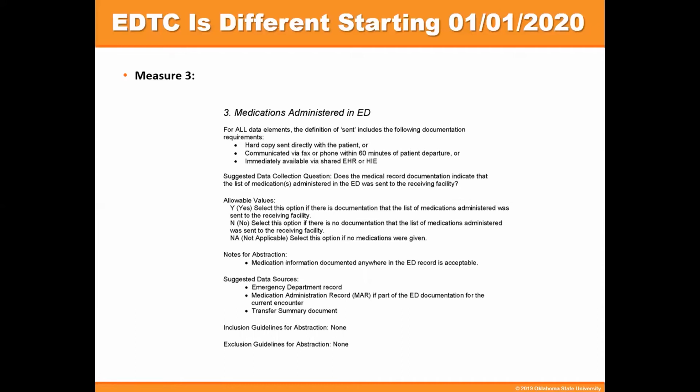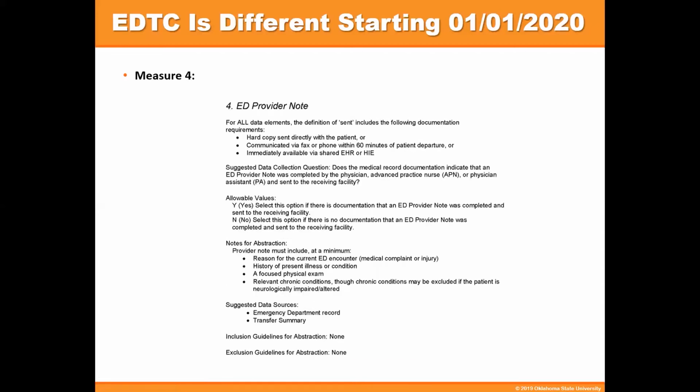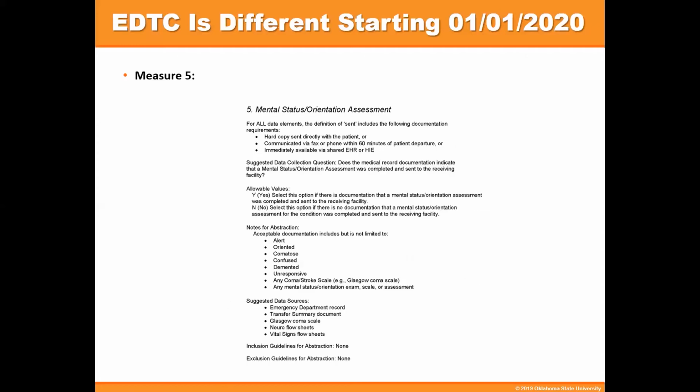Measure 3, any type of medication that we gave the patient in the ED. We have the sources where you could find that data for that patient. And then measure 4, that's the ED provider note. So why the patient's in the ED, history of present illness or condition, a focused physical exam, and then relevant chronic conditions for that patient. Measure 5, mental status orientation assessment. Is the patient alert, or oriented, or is there something else going on? And then also the places to find this data.